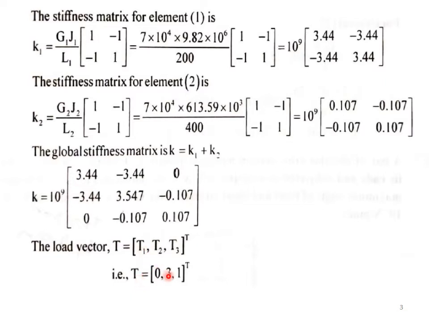T is equal to T1 is 0, T2 is 3, T3 is 1. We have substituted the values. T is equal to 0, 3, 1 transpose. This means transpose. If we write it in vertical form, there is no need to write this transpose.